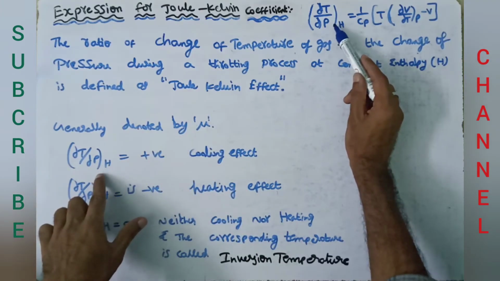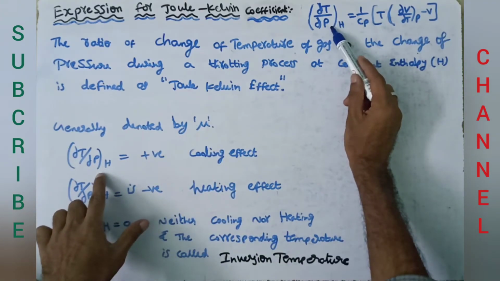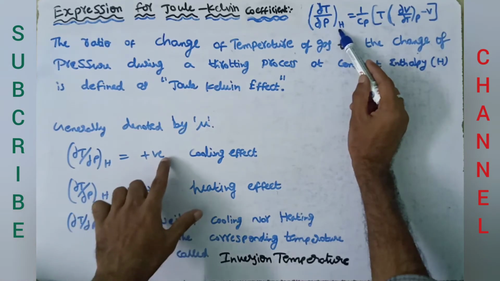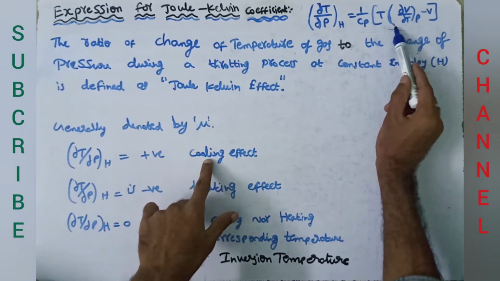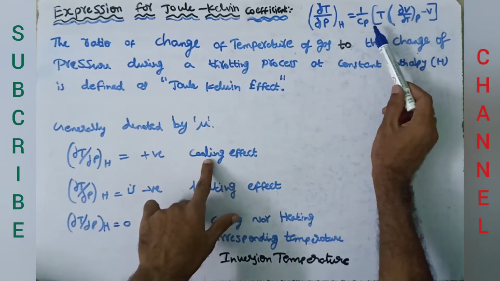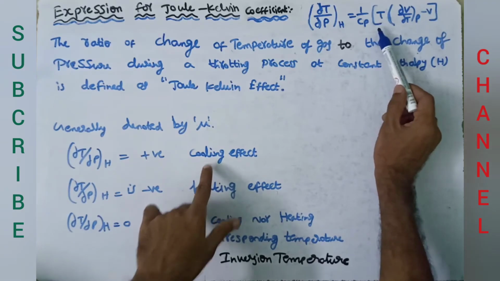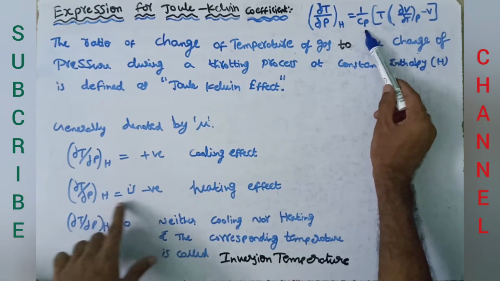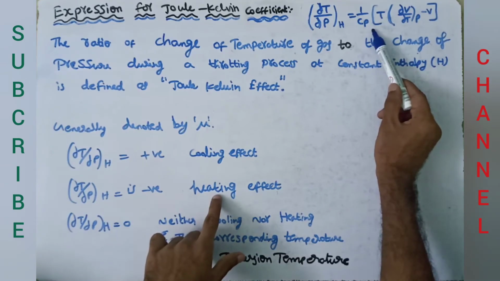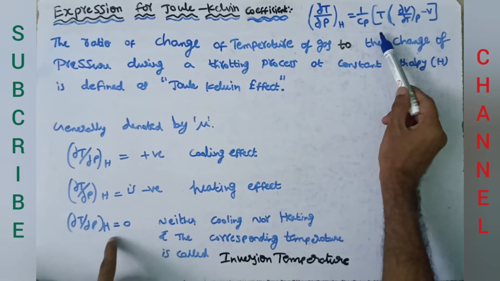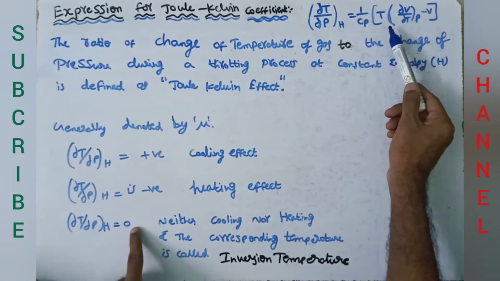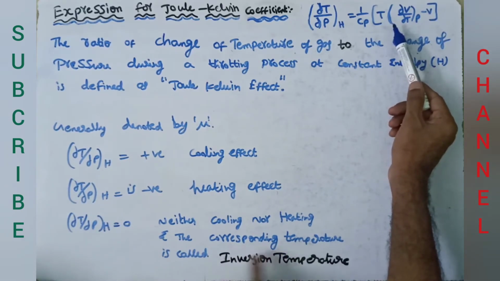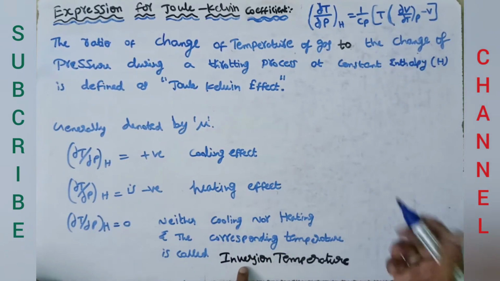And if we get this value, dou T by dou P at constant enthalpy, as a positive value, then it is a cooling effect, which means the temperature of the gas is decreased. When we get this value as negative, then it is a heating effect, which means the temperature of the gas is increased. If we get the value 0, neither cooling nor heating, then that corresponding temperature is called the inversion temperature.